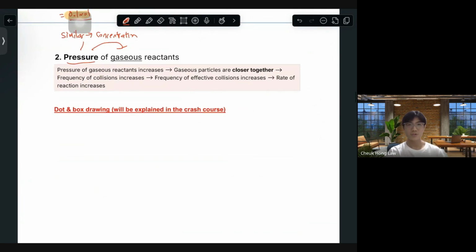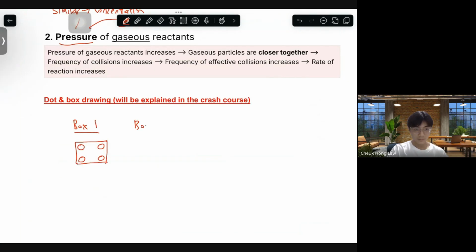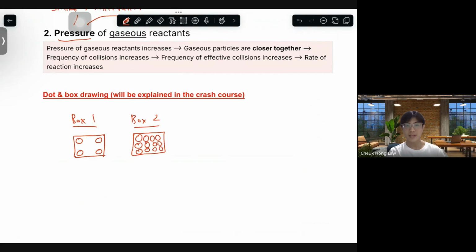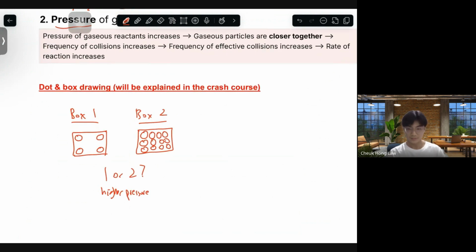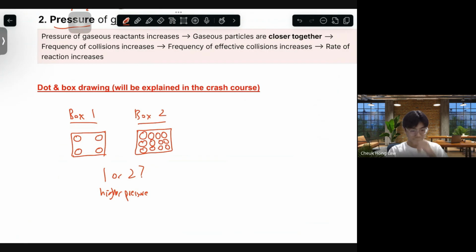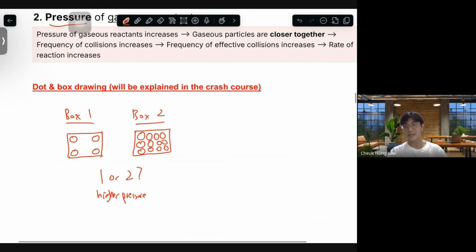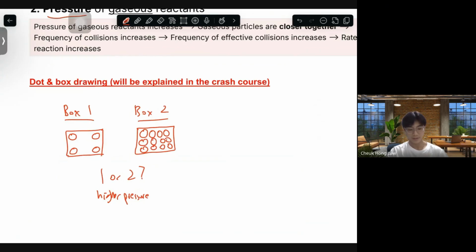Okay, so let me draw two boxes and then I want you guys to compare. Then the second box. Which one has higher pressure? Box 1 or 2? Please comment down. Which one has higher pressure? Okay, Kana said 2. What about the rest? Which one has higher pressure? Okay, so 2 has higher pressure, and this is why.